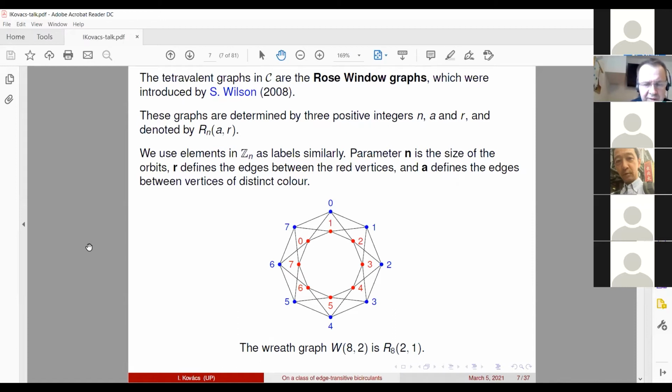So if you fix the blue 0 vertex, it is always connected to the red 0 by default, but it has one more neighbor, and this other neighbor is given by the parameter a. So in the picture, you get the rose window graph with 16 vertices and parameters 2 and 1. At the same time, this is a famous graph. This is the so-called Vries graph. This is a lexicographic product of 2 independent vertices with the full cycle. And this graph is also like the Petersen graph. This is also an H-transitive graph.